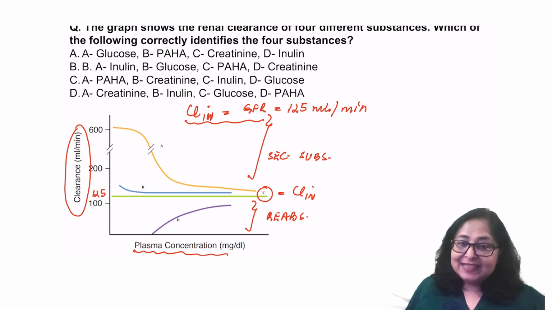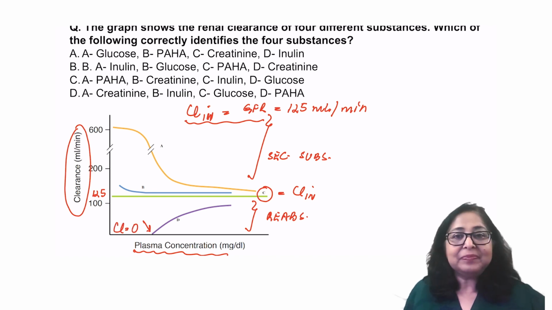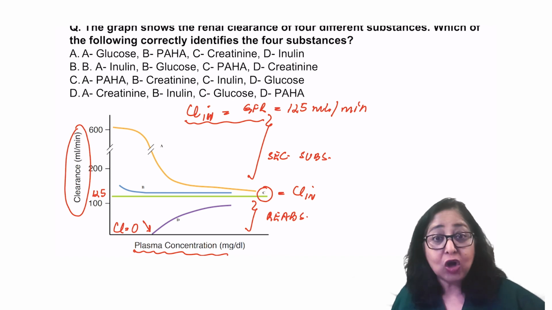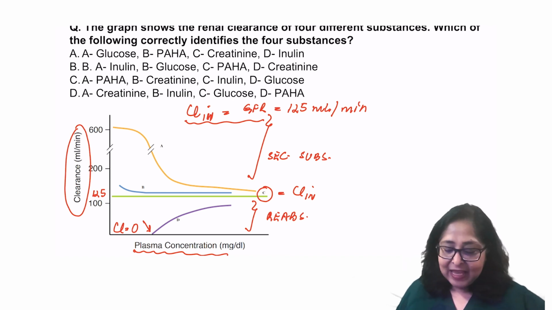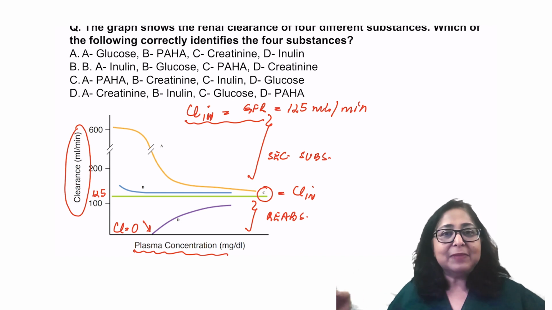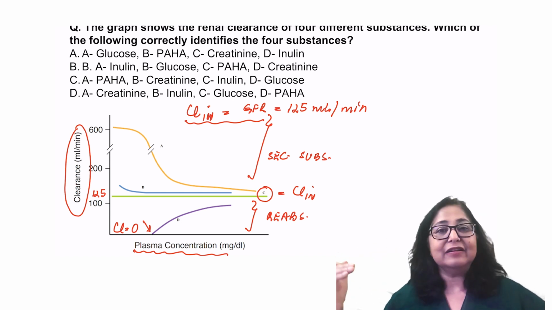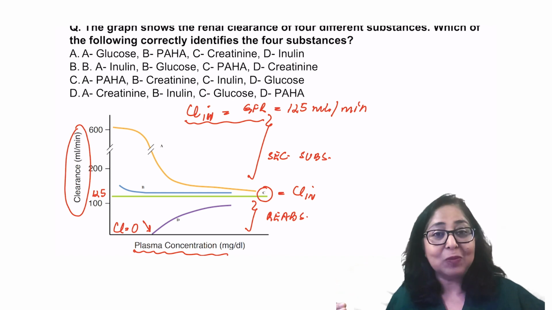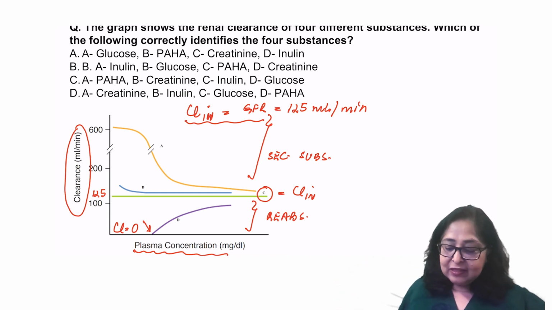Now, if you look at substance D, this substance below a certain plasma concentration has a clearance of 0. It is not cleared from the plasma. After a particular plasma concentration, the clearance of the substance increases but is less than the clearance of inulin. So it's definitely a reabsorbed substance. Now, this is going to be the clearance of glucose.